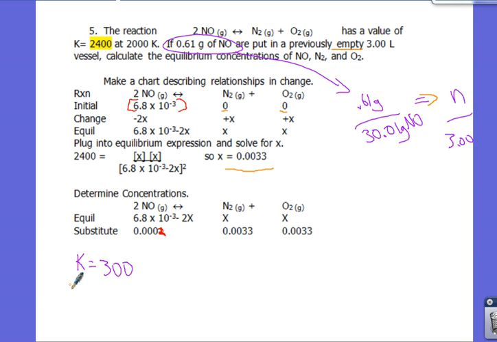You do get kind of a weird answer. K is equal to 300. It's primarily because we're losing sig figs along the way, which no one likes to lose sig figs. But at least the K we get when we plug these 3 back in is a very large K.